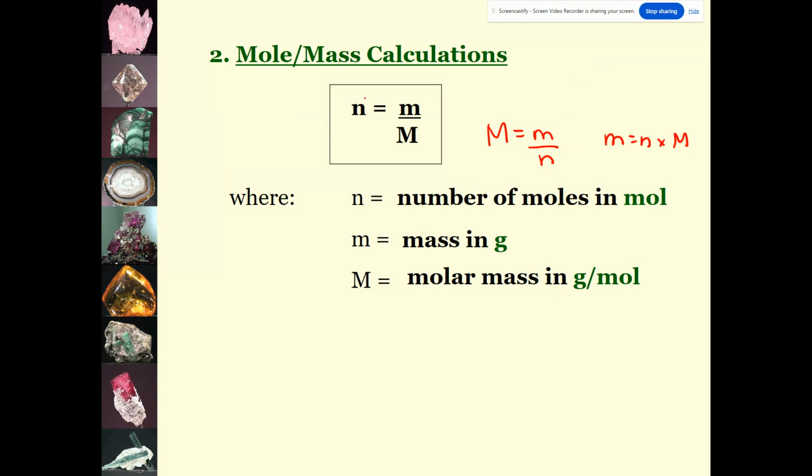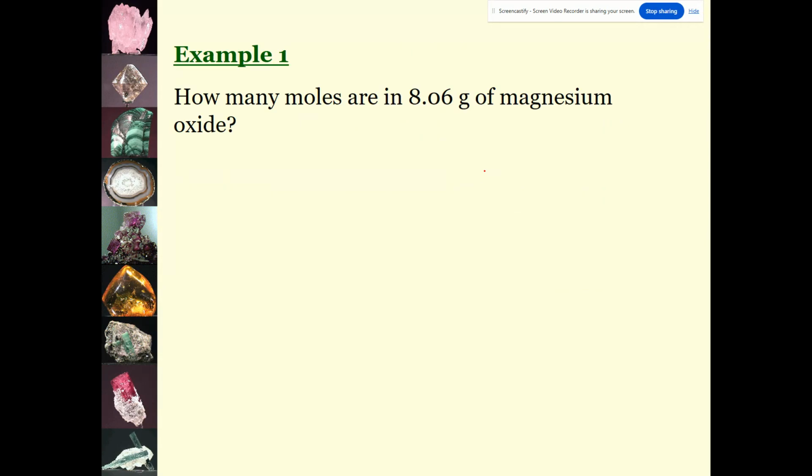If you're looking for, again, moles, because you're given mass. If you're looking for molar mass, because you have mass and moles and maybe an unknown substance you're looking for the molar mass of. Or if you're looking for the mass in grams, because you're given the moles. Okay, let's look at some examples of using this formula. How many moles? So we are looking for n. We're told we have 8.06 grams. That's my mass.